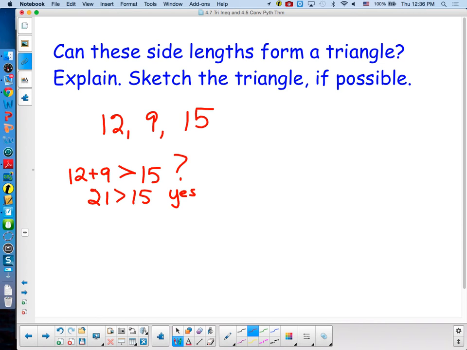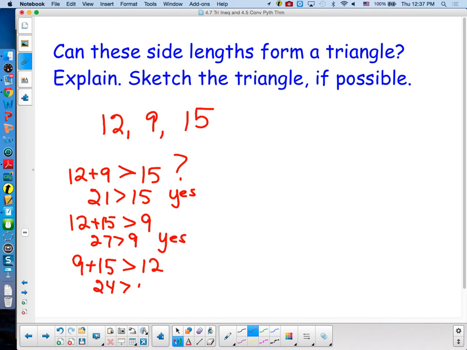It really is true for all combinations. If we took the two big ones and added, it needs to be bigger than 9 in this case. 27 is bigger than 9. That's always going to happen when you add the bigger ones together. And which ones haven't I used? 9 and 15. 9 and 15 have to add to be bigger than 12. And 24 is bigger than 12. So that's going to be a yes also. The key one is the one she mentioned, but it is true about all of them: when you add two sides, it's always more than the other side.